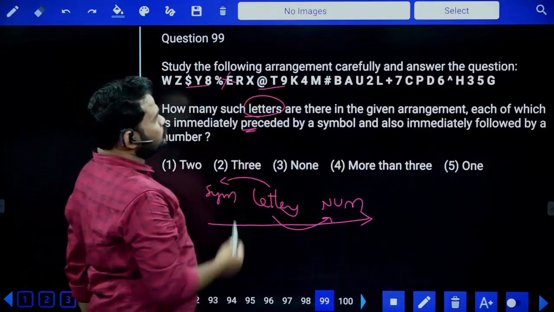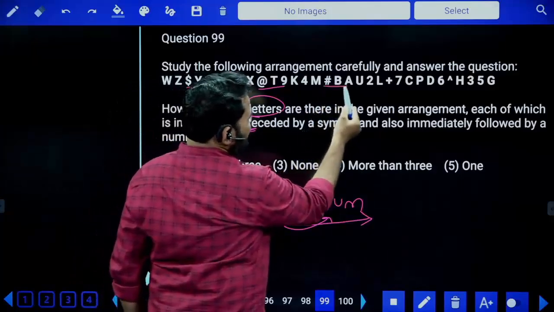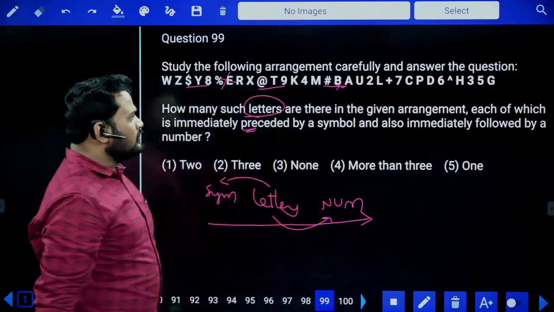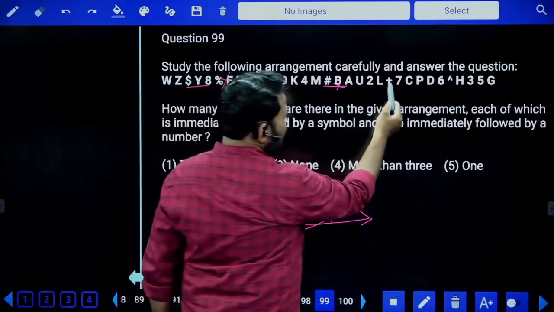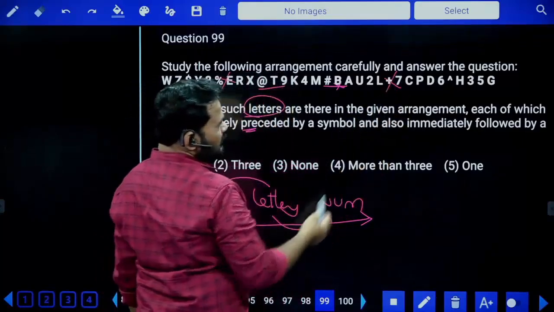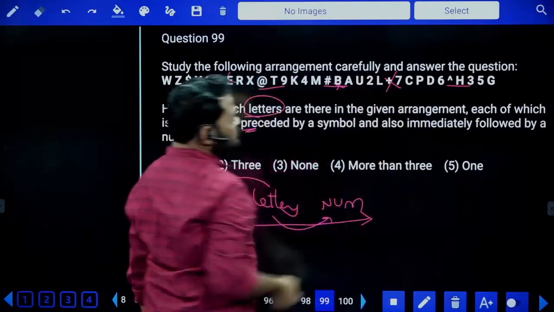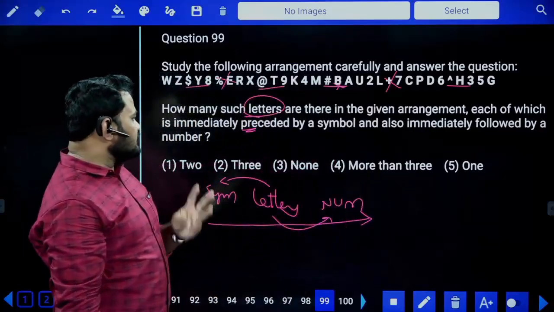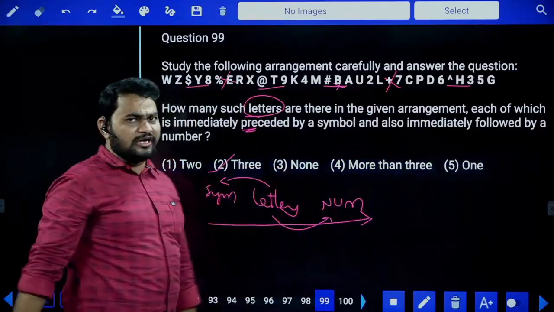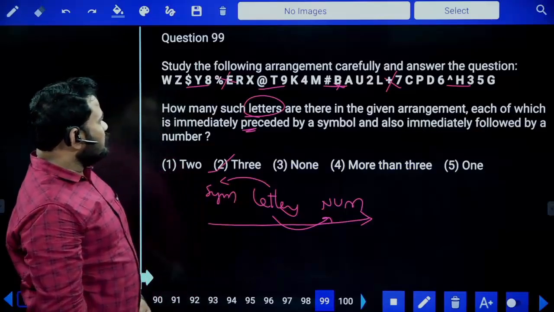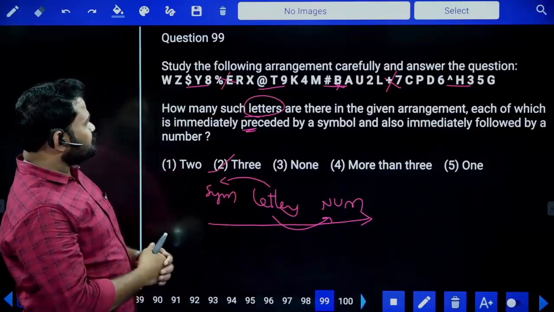So far 2. Symbol, letter, but number is not there. After B there is no number, so it is invalid. Symbol, after there is no letter, so it is invalid. Symbol, letter, number, it is a valid one. So we have a total of 3 such cases. 3 is nothing but option number 2.